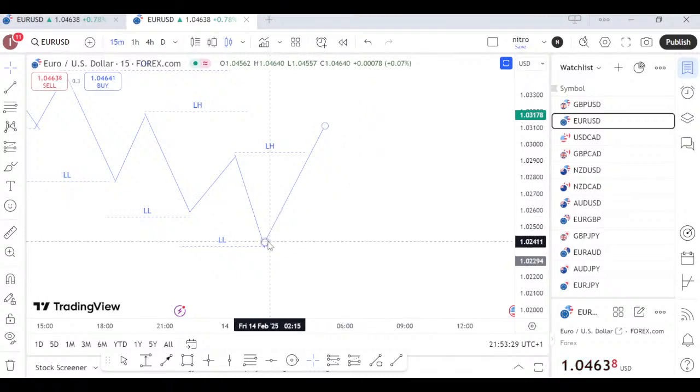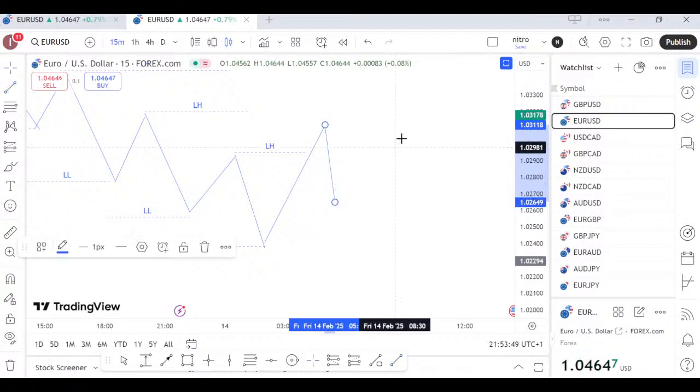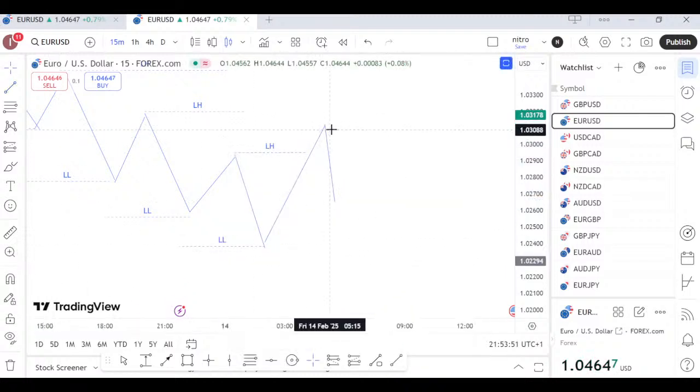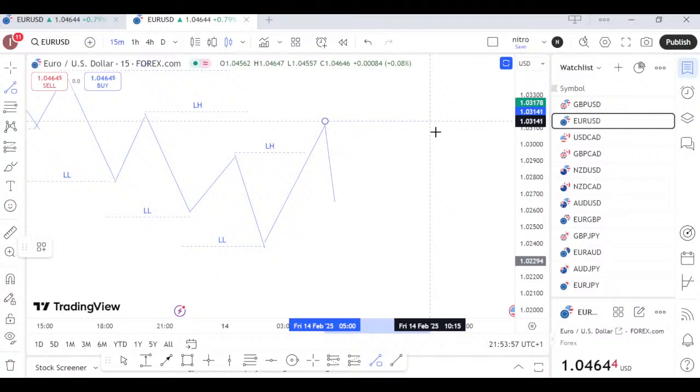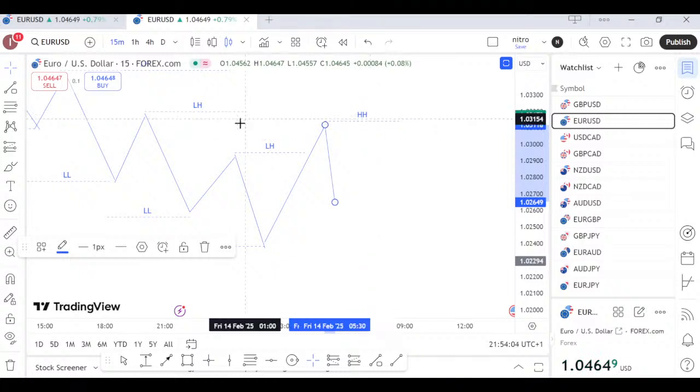Then the market moves aggressively above. When it moves aggressively, we're going to have a retracement down here, right? Whenever the market does this, this is a high. This is a higher high. Now, if you see clearly, this higher high is higher than this lower high.